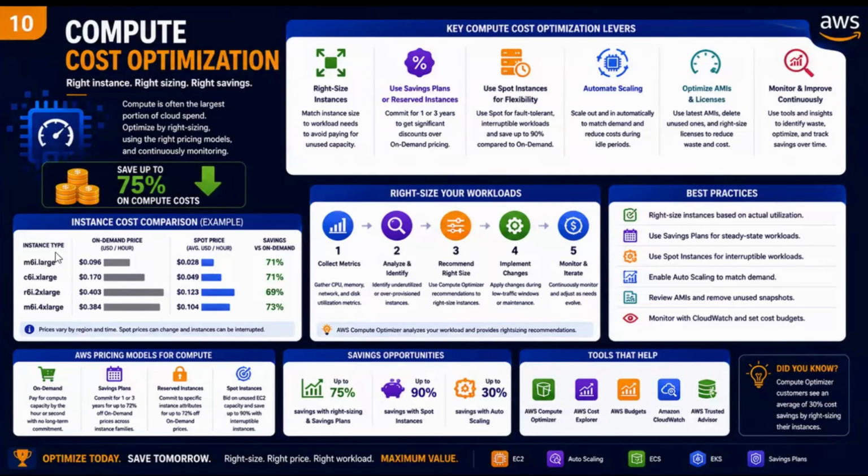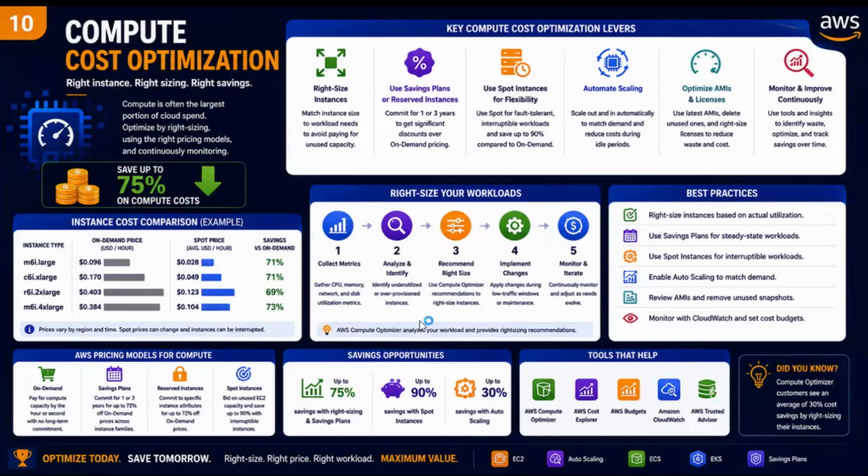If you look at this example, instance type M6i.large, the on-demand price is 0.096, but the spot instance price is 0.028, which is a 71% saving versus on-demand. The same goes for other instance types, which also give this price and cost optimization option, on-demand versus spot instances, saving money.